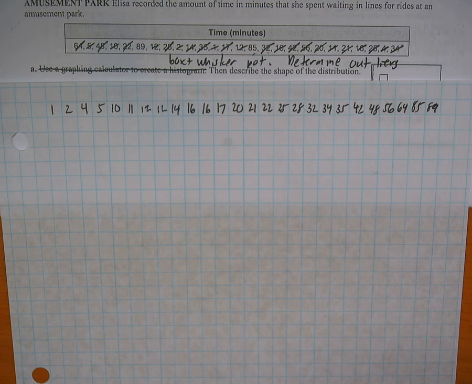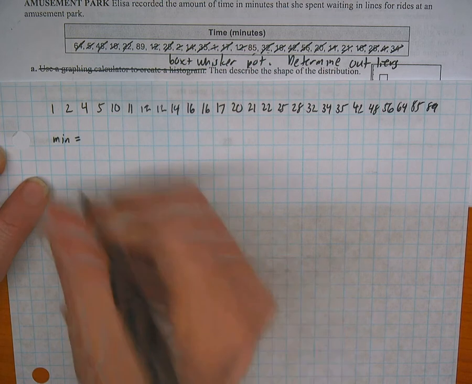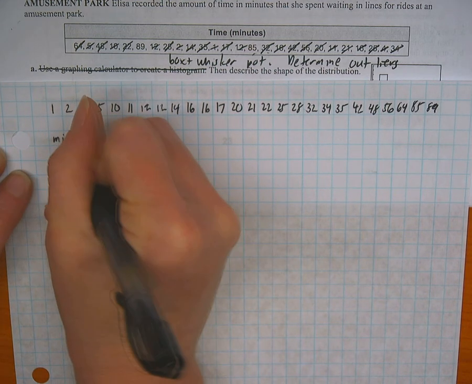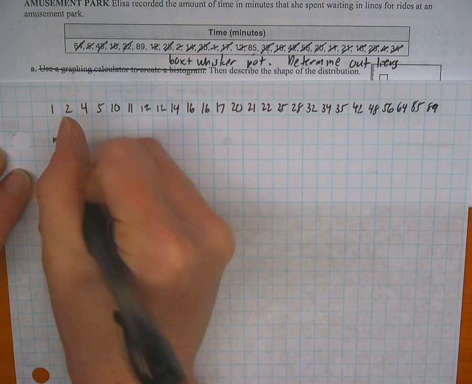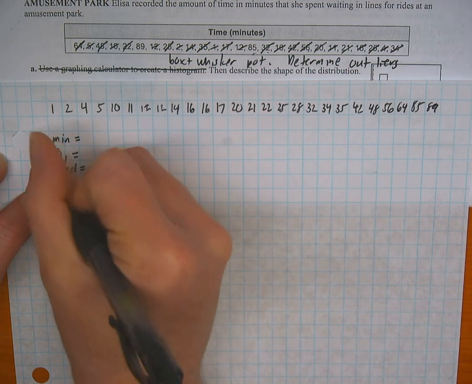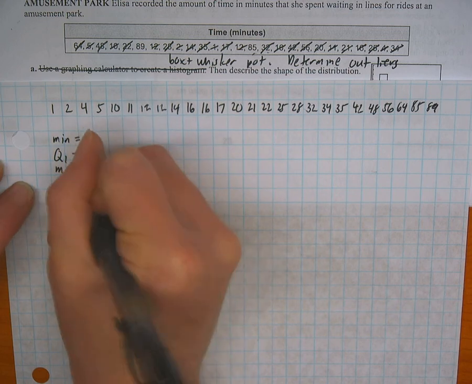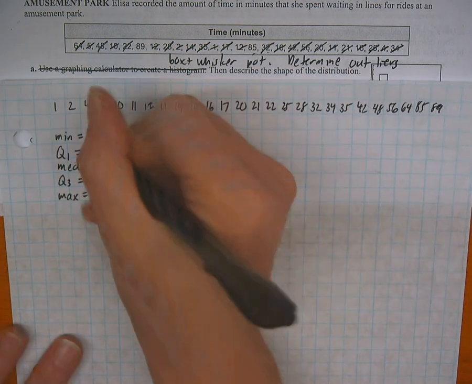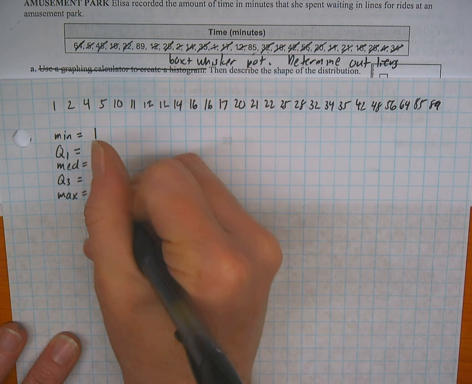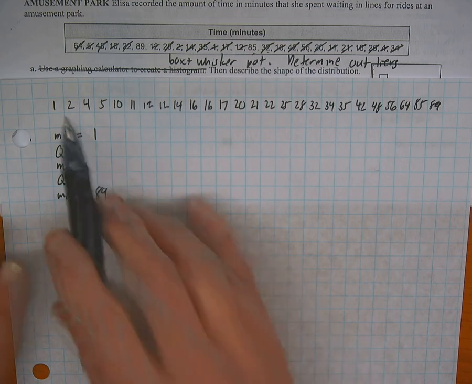So we're going to come up with our 5-number summary like we had learned to do before. So we have a min, we have our quartile 1, which is the median of the bottom half. We have our median, quartile 3, and our maximum. So let's fill in our min and our max first. Our min is 1 and our max is 89. Now we want to find our median next. We want to split this so that we're finding the middle number. So let's count how many we have.